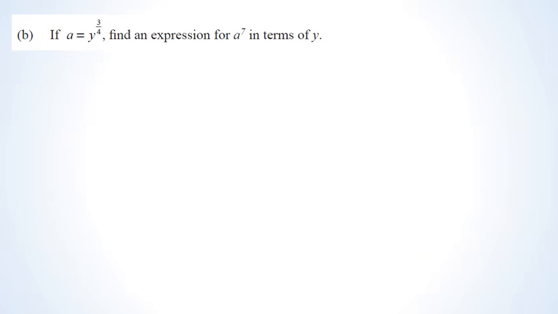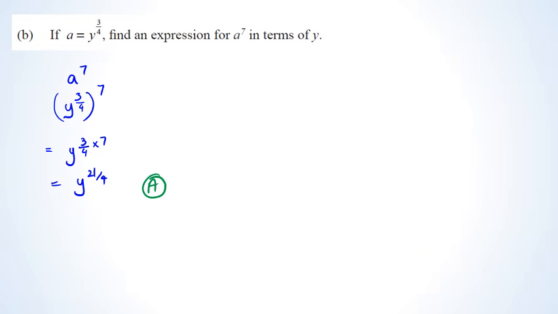All right, so what we have is, if a equals y to the power of 3/4, find an expression for a to the power of 7. So if you have a to the power of 7, since a is equal to y to the power of 3 over 4, to the power of 7, then this could be written as y to the power of 3 over 4 times 7, which would be 21 over 4. That's basically it, guys, for this question. Nice and neat achieved there.